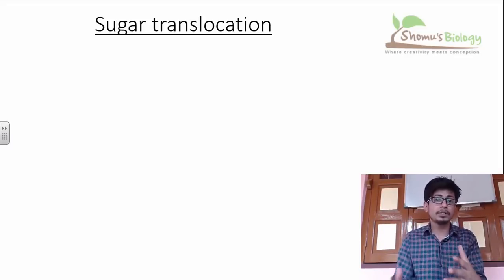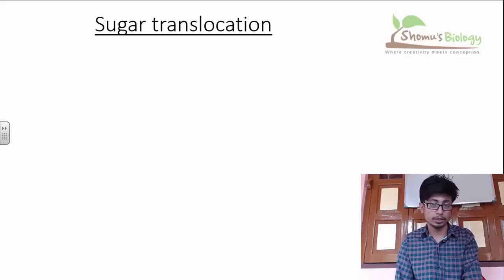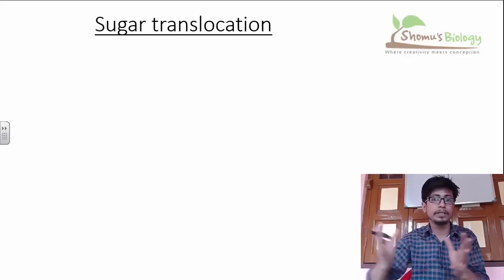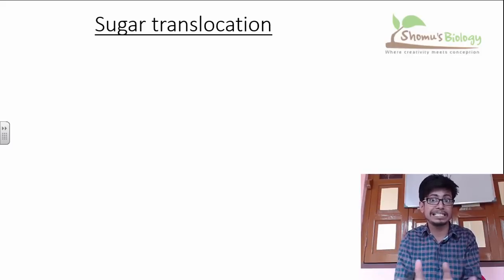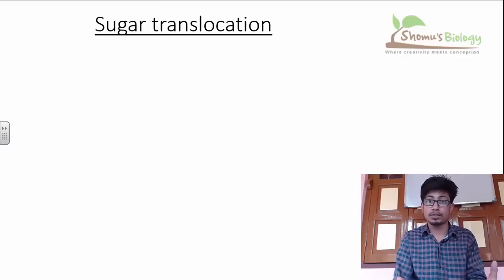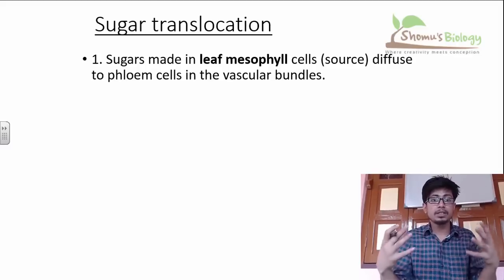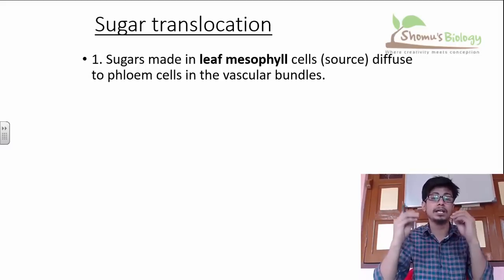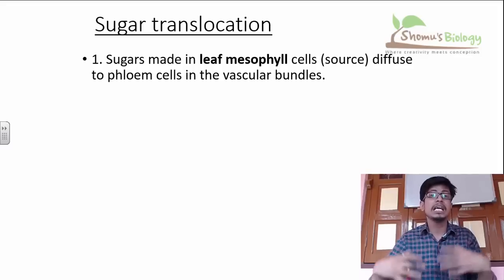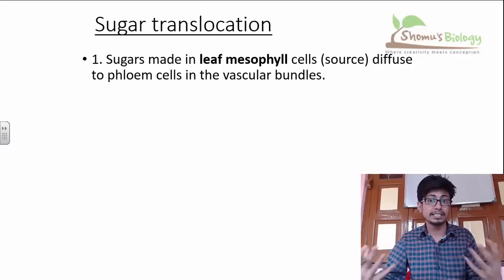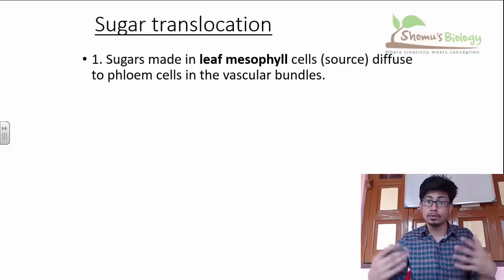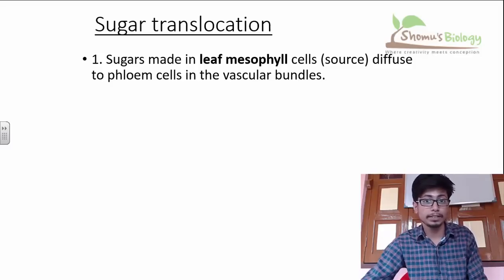Now we need to talk about how sugar is translocated. The sugar is produced in the leaves, and once it is produced, it should be distributed to different cells. This is called sugar translocation or food translocation. Sugar is made in the leaf mesophyll cells, because the mesophyll cells are living cells that carry all the necessary equipment for photosynthesis, like chlorophylls. So photosynthesis is going on in the mesophyll cells.